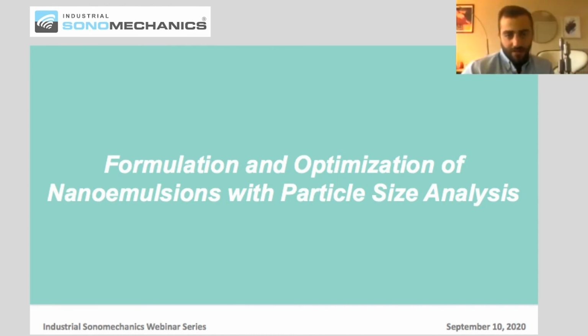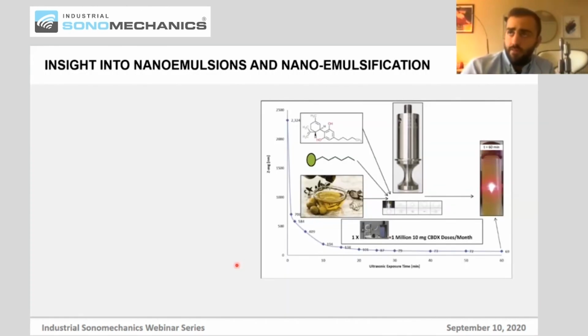So when I started, we discussed nanoemulsions, how we formulate them, preparation techniques, and we went into how we analyze them by either laser diffraction or dynamic light scattering. And now I want to try to bring those together and show how we can utilize the particle size analysis to optimize formulation techniques and nano-emulsification processing parameters. So in that, we want to gain insight into nanoemulsions, how they're formulated, and nano-emulsification.